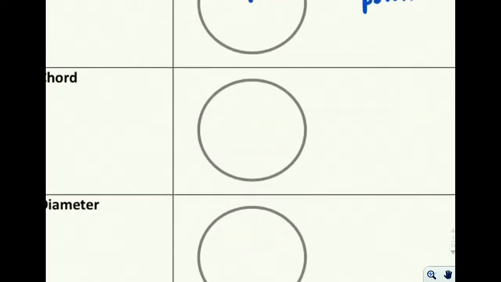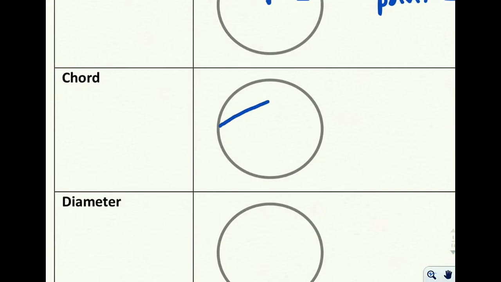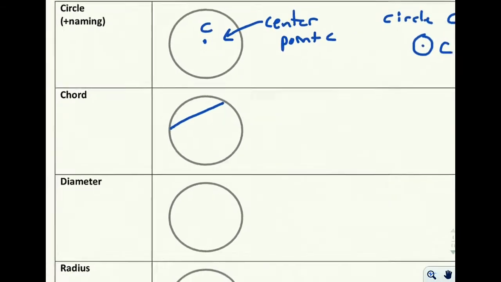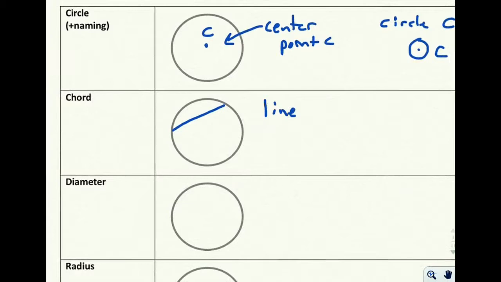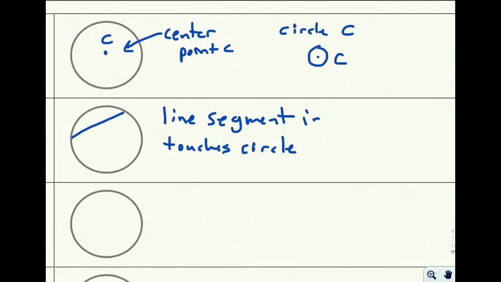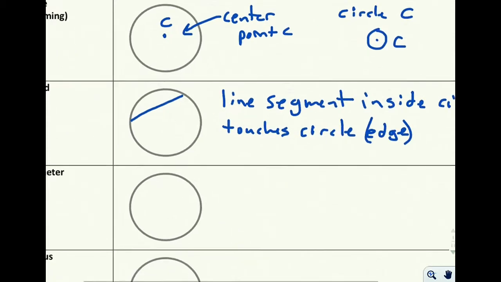We're going to go to a chord. Now a chord is a line segment that cuts across the circle. Line segment, touches circle. So we'll say it's a line segment inside the circle, get more specific there, and it touches the circle edge, or the outside. So it touches the edges of the circle. It stops at the edge of the circle there.